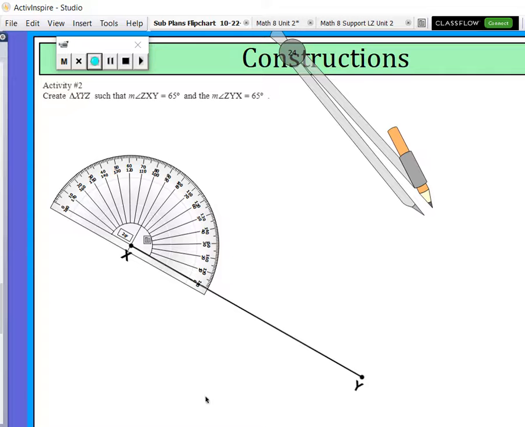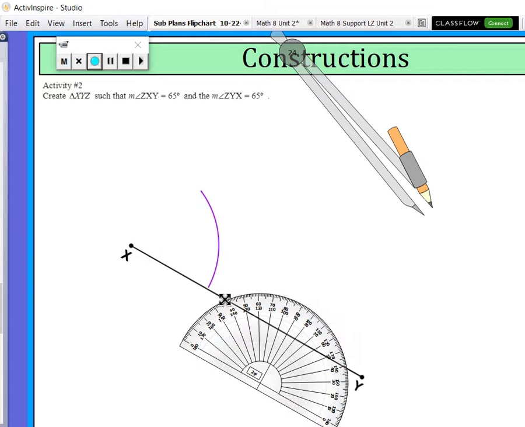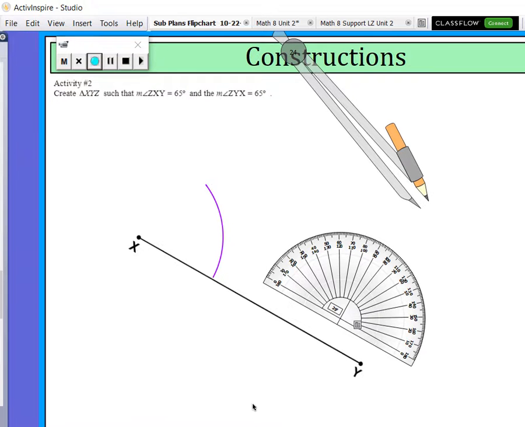So if I line up my protractor here, I'm going to start at 0 and find 65, which is going to be about right here. Okay? So if I start here, from here all the way around to 65, I'm going to stop, and that's going to be my new side.